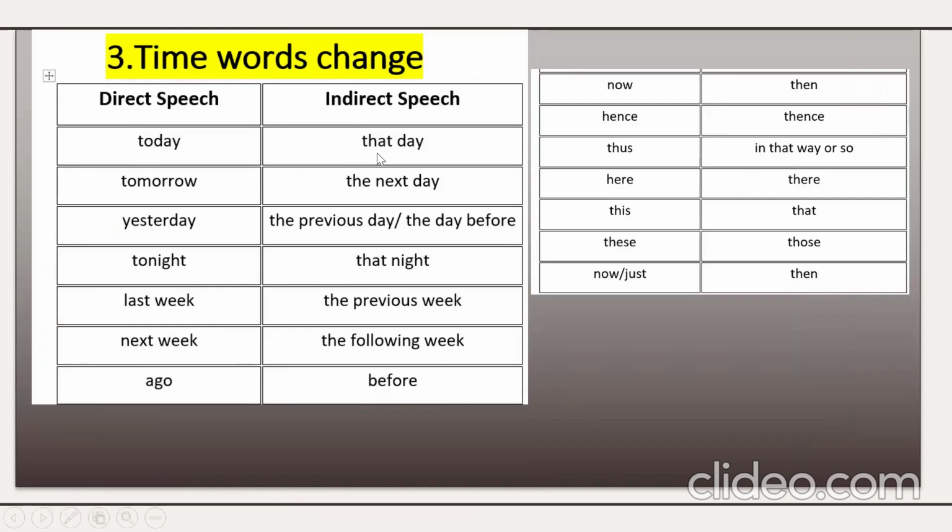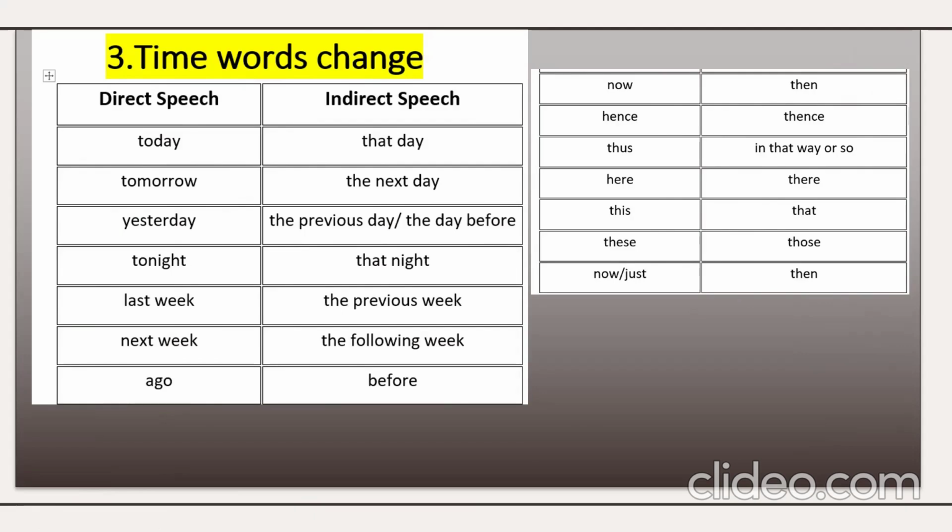Today becomes that day. Tomorrow, the next day. Yesterday will change into the previous day or the day before. Tonight changes into that night. Last week, the previous week. Next week, the following week. Ago, before. Now, then. Hence, thence. Thus, in that way or so. Here, there. This, that. These, those. Now, just, then. So these direct speech time words, when we are converting into indirect speech, we need to change them.